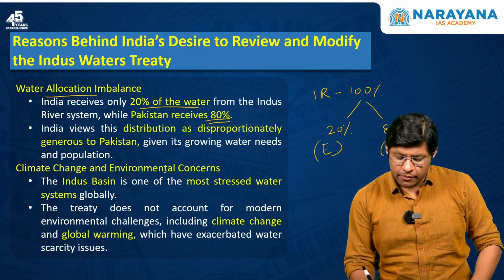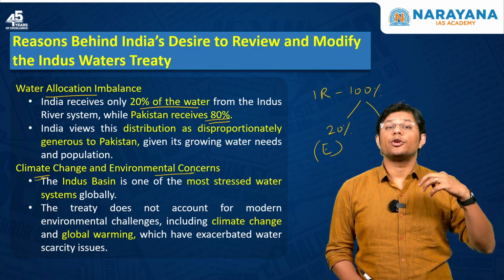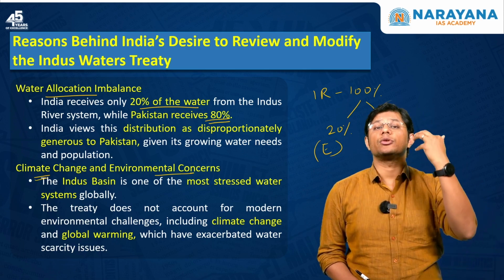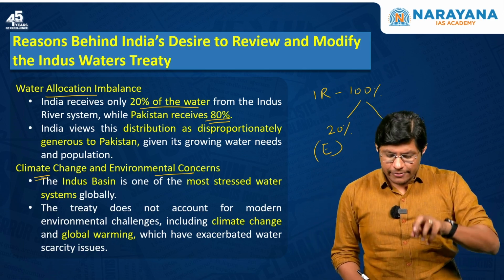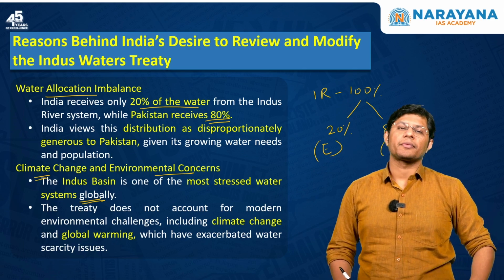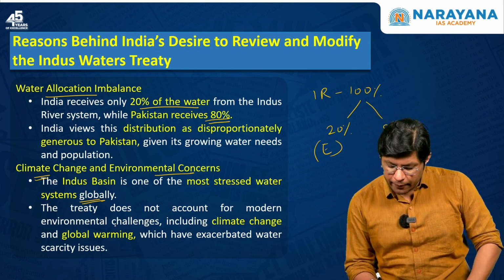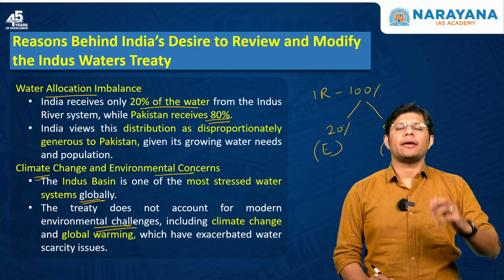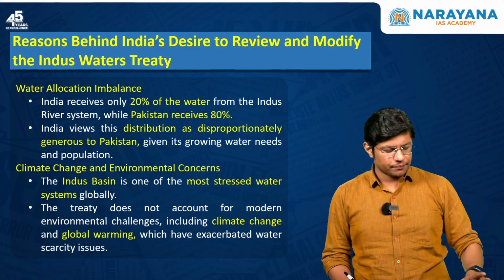Second, climate change and environmental concerns. Now, back in 1960, India did not foresee that climate change would emerge as a big problem, right? Now, the Indus Basin is one of the most stressed water systems globally, right? The treaty did not account for environmental challenges including climate change and global warming. So, this is the second reason, climate change.